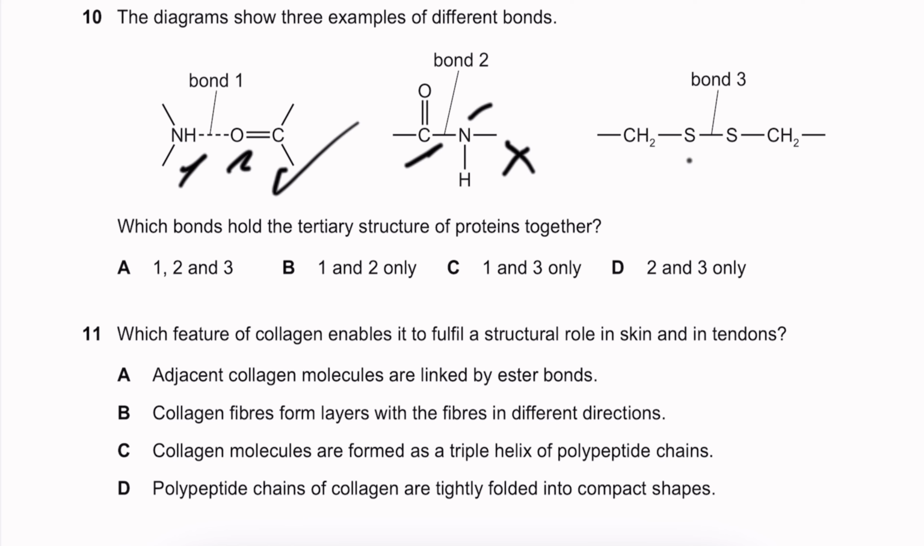Bond 3 is a disulfide bond, because we can see 2 sulfur atoms. It's supposed to be a double bond here, however it's not shown. Maybe this is a new representation of the disulfide bond. So what is it going to be? It's 1 and 3 only.